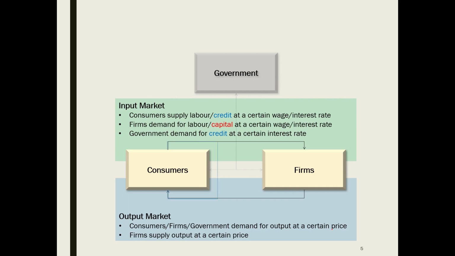The blue circle here represents savings by consumers in the credit market, and the red circle represents investment by firms in the capital market. If we combine the two dynamic decisions with the static decisions in the labor market, we will have a complete RBC model.